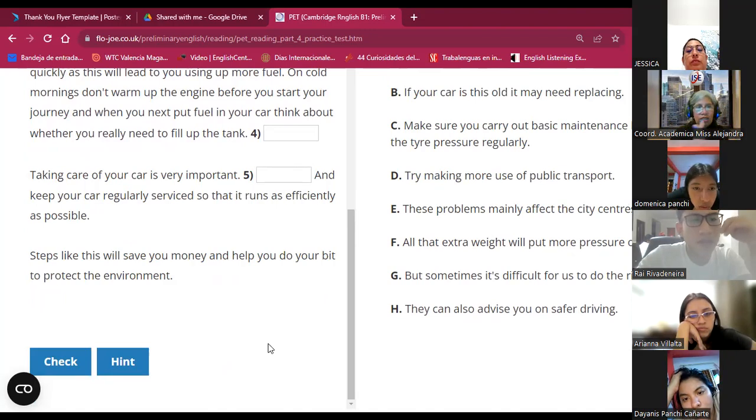Okay, only 5 because 6 is the same as the title. Taking care of your car. Take care of your car. Because of doing all that, but the important idea is to take care of your car.